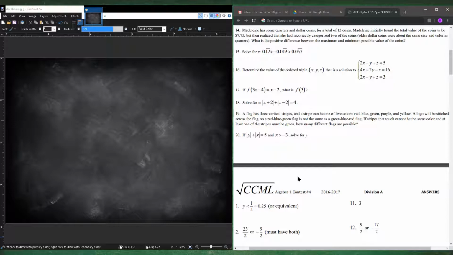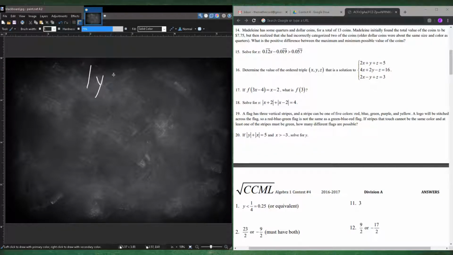Basically just that simple. Number 20. If y plus x is equal to 5, and y is greater than -3, solve for y. Okay, whenever they give questions like these, where you have the absolute value of y plus the absolute value of x is equal to a number, like, let's say a, or you have some coefficients or something.